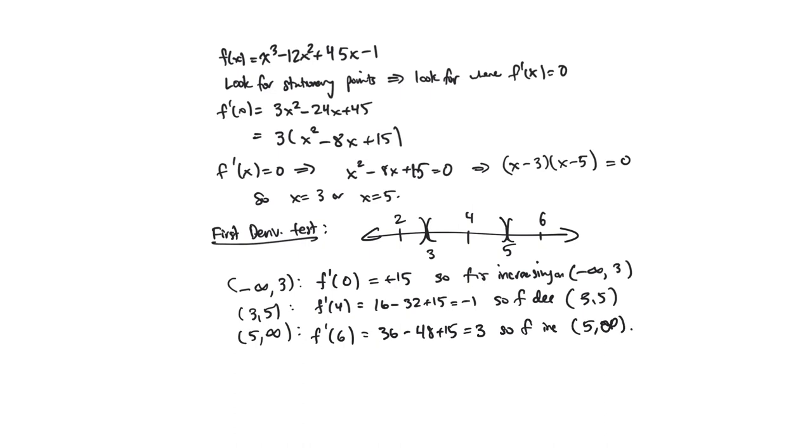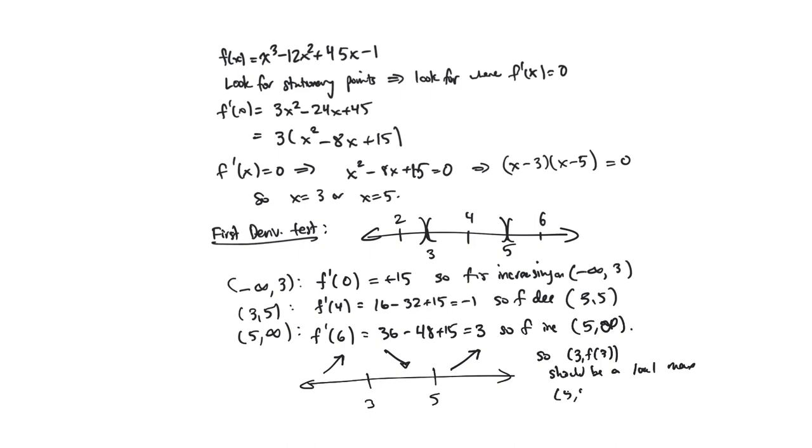Okay, so because we now know that f changes from increasing to decreasing, if we draw a second number line here, we've got 3, we've got 5, then f is going up on this part, down here, and up there. So (3, f of 3) should be a local max, whereas (5, f of 5) is a local min, because we shifted from decreasing to increasing.